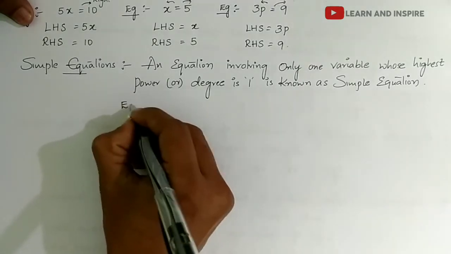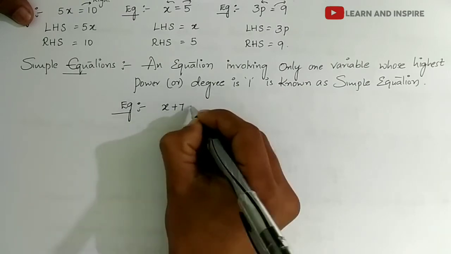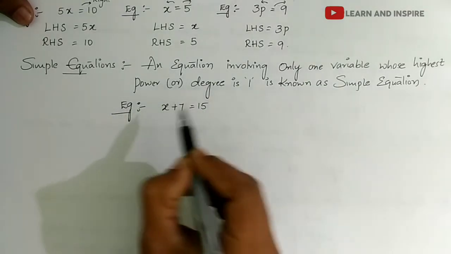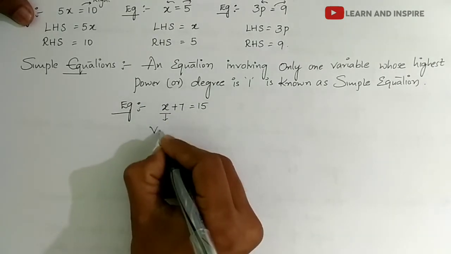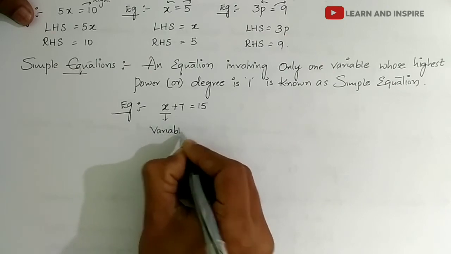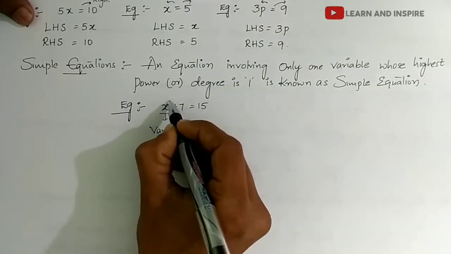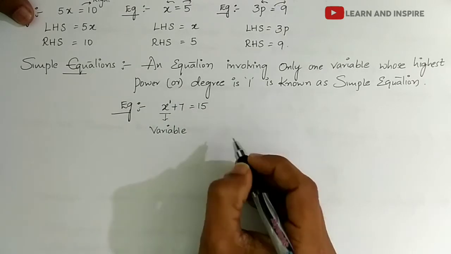So we'll write the example for simple equation. X plus 7 is equals to 15. As you can see in the given equation, there is only one variable, that is x. X is a variable and the power of the variable is 1. So from this we can say this equation is a simple equation.